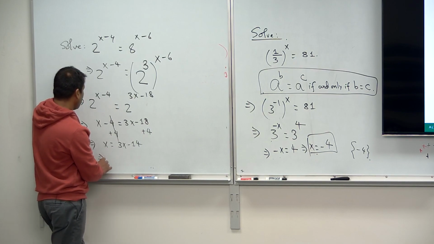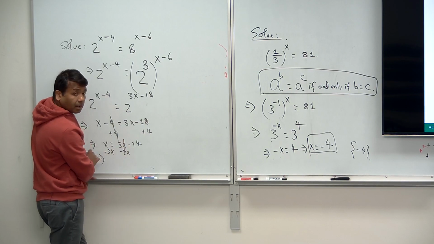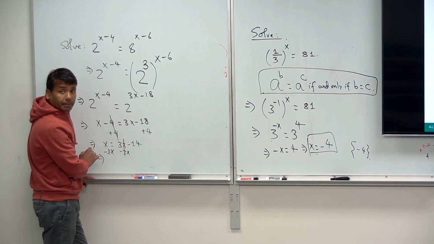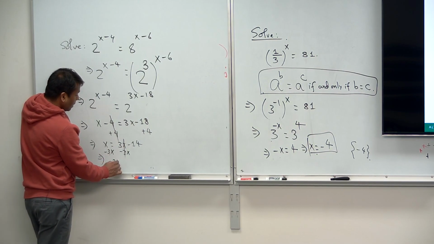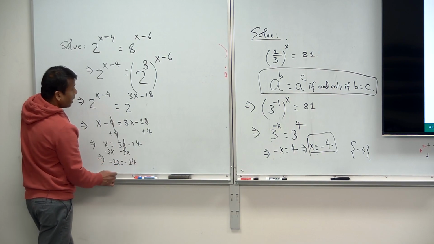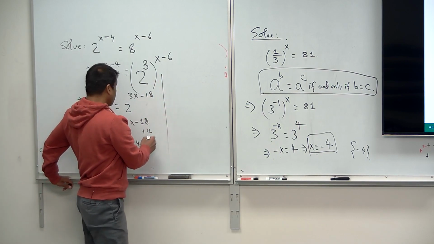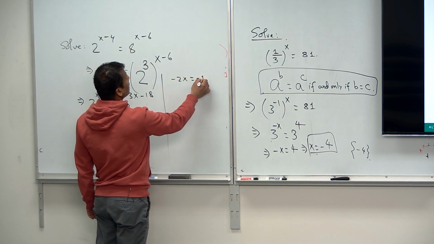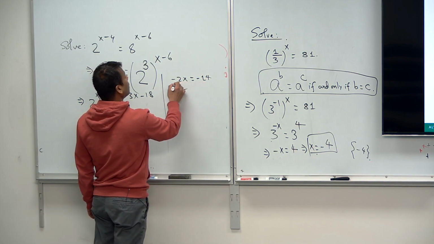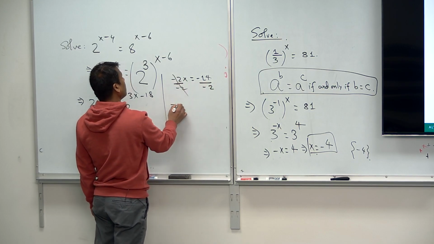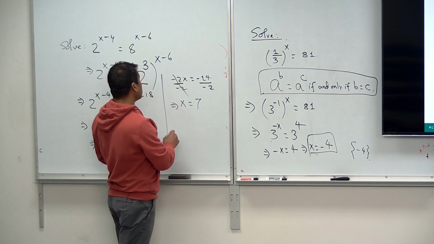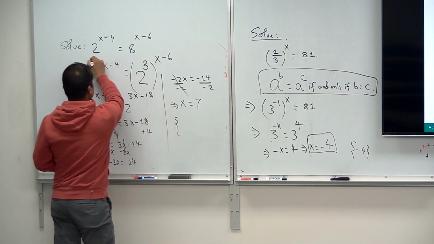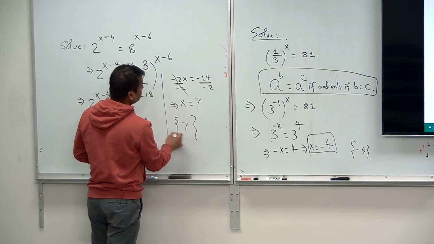And so you subtract 3x from both sides. You cross them out. So what is x minus 3x? Negative 2x. So negative 2x equals what? Negative 14. So negative 2x equals negative 14. So you divide both sides by negative 2. You cross them out. So x equals what? 7. So the solution to this equation, the solution set is what? 7.